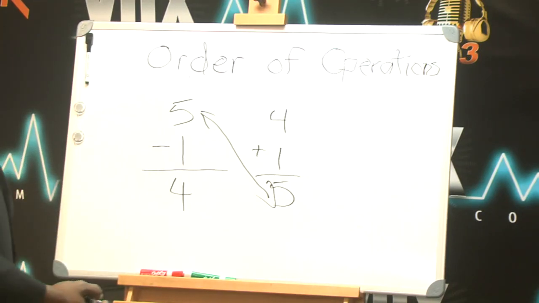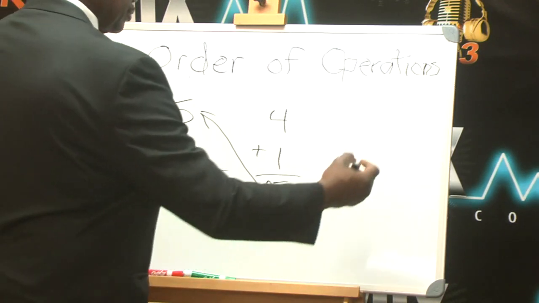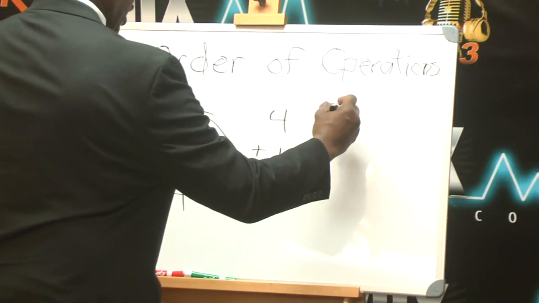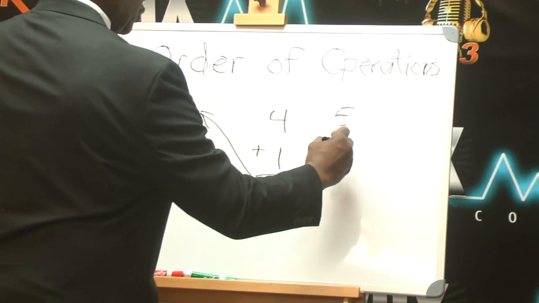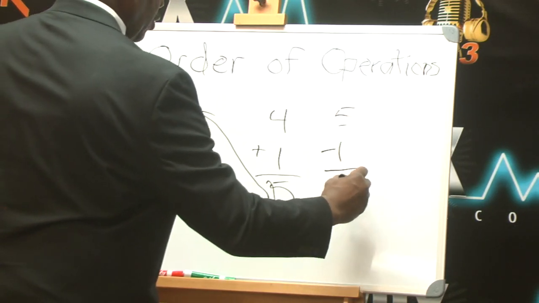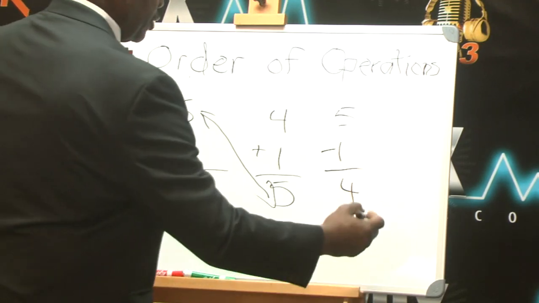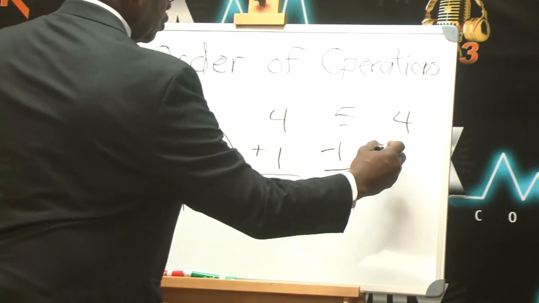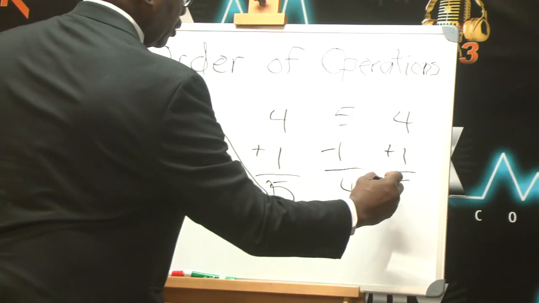Okay? And if we started out again, we said 5 subtract 1 equals 4. Turn around and check it. 4 plus 1 equals 5.